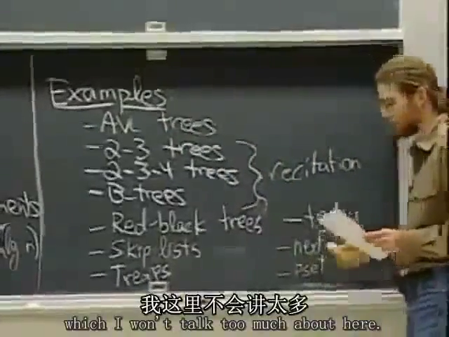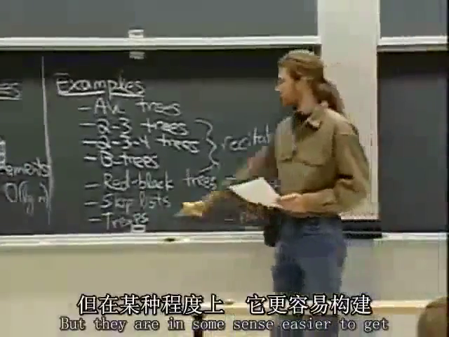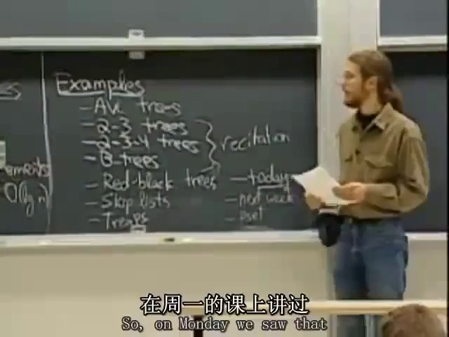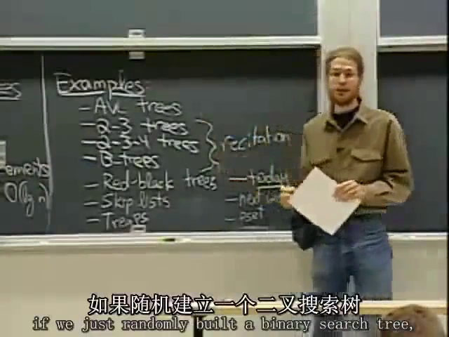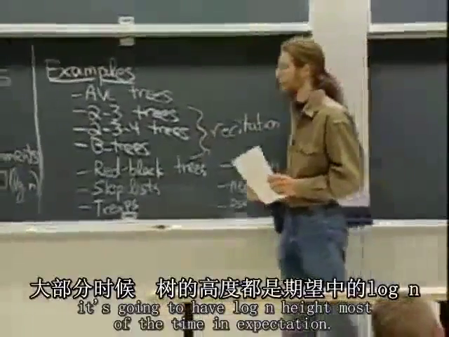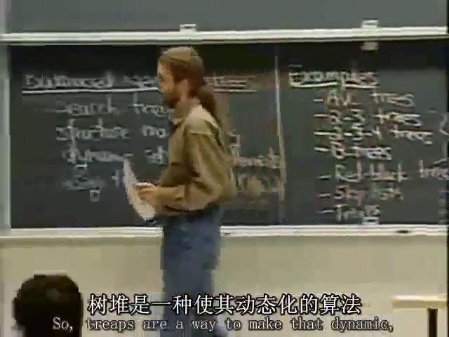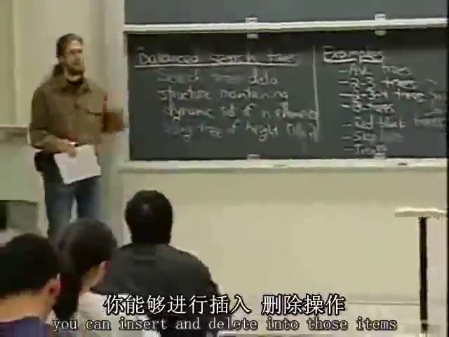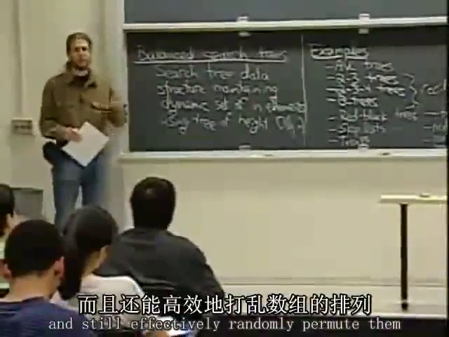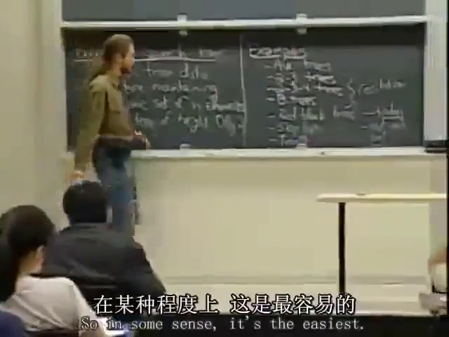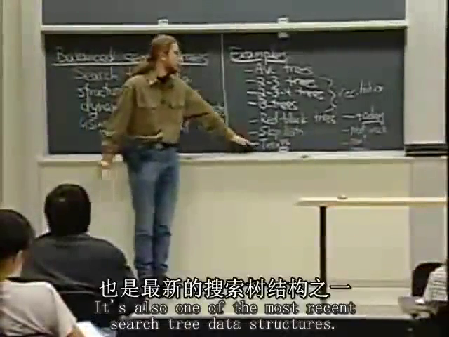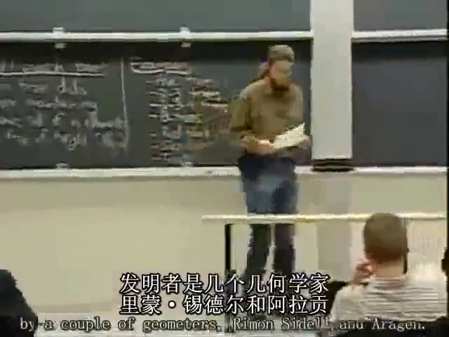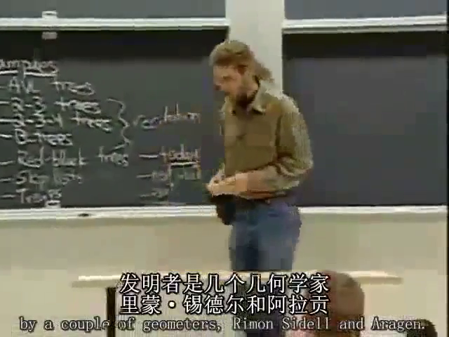which I won't talk too much about here, but they're in some sense easier to get because they essentially just rely on the material from last Monday. On Monday, we saw that if we just randomly built a binary search tree, it's going to have log n height most of the time in expectation. So treeps are a way to make that dynamic, so that instead of just having a static set of n items, you can insert and delete into those items and still effectively randomly permute them and put them in a tree. So in some sense, that's the easiest. It's also one of the most recent search tree data structures, invented in 1996 by a couple of geometers, Seidel and Aragon.